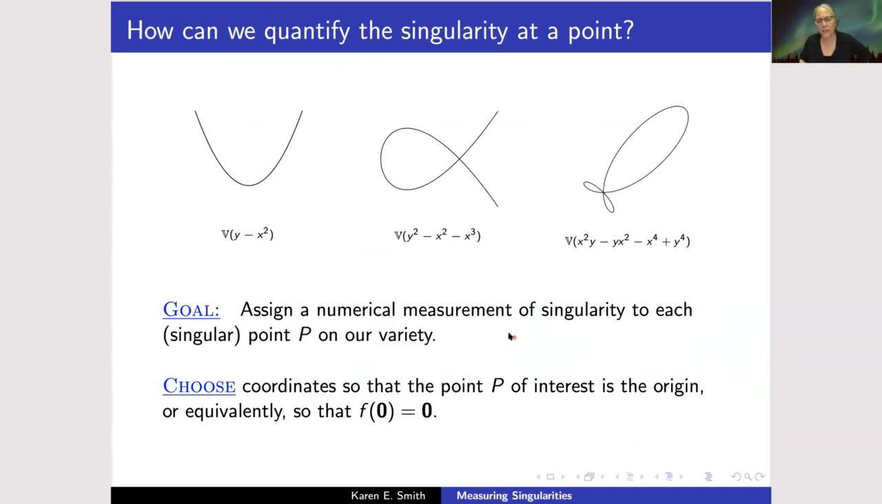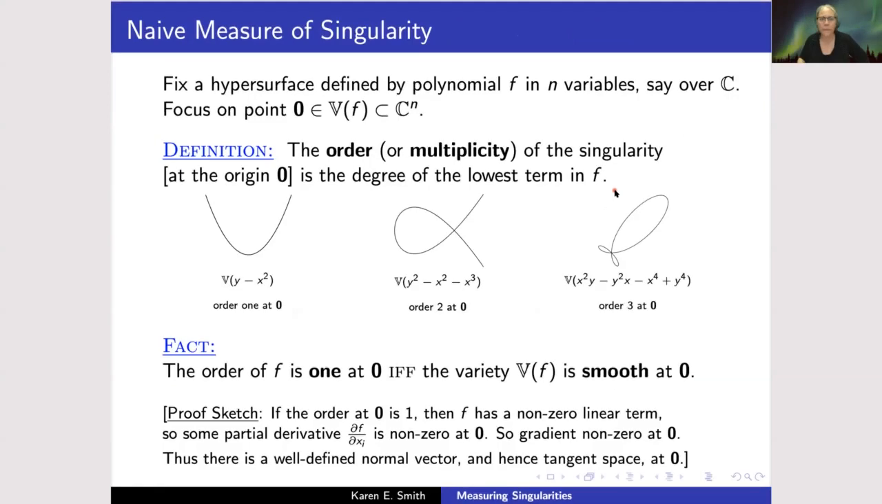And what we want to do, for all three of these curves, for example, the origin is a point on them, and we want to ascribe a numerical value to that point that's supposed to tell us how singular it is. That's the goal of what we're going to try to do today. The most simple thing you can do, which might be familiar to some people, is talk about the order of vanishing of the polynomial. We're interested in points on the hypersurface, so we're already talking about points where the polynomial vanishes.